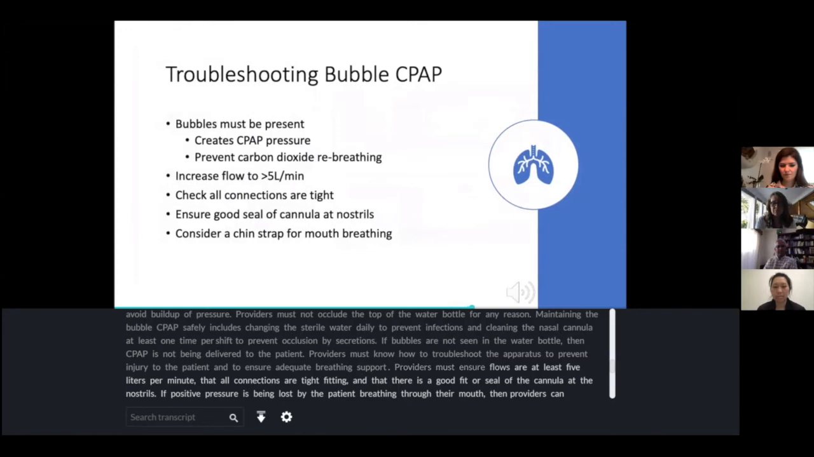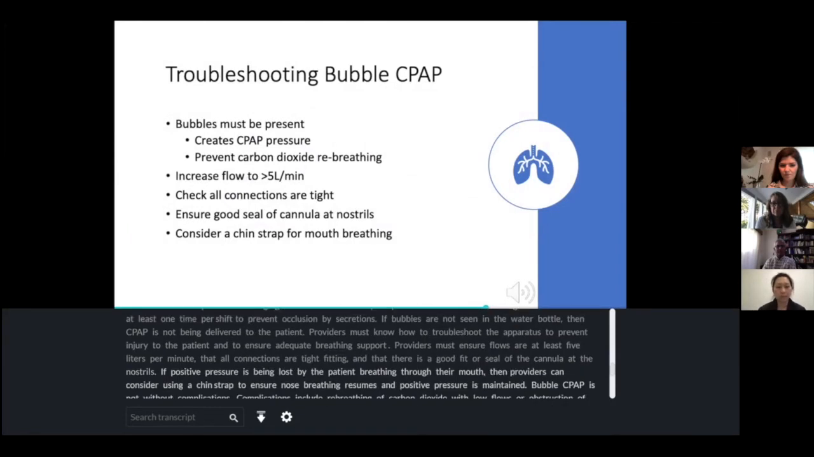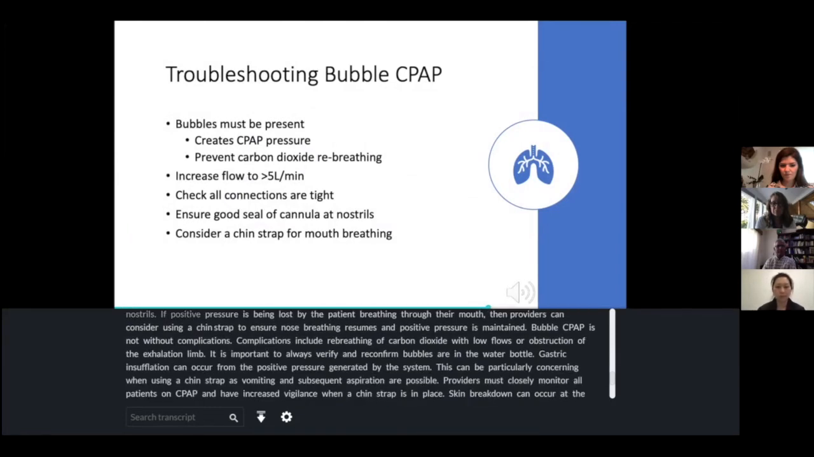Providers must ensure flows are at least 5 liters per minute, that all connections are tight fitting, and that there is a good fit or seal of the cannula at the nostrils. If positive pressure is being lost by the patient breathing through their mouth, then providers can consider using a chin strap to ensure nose breathing resumes and positive pressure is maintained.